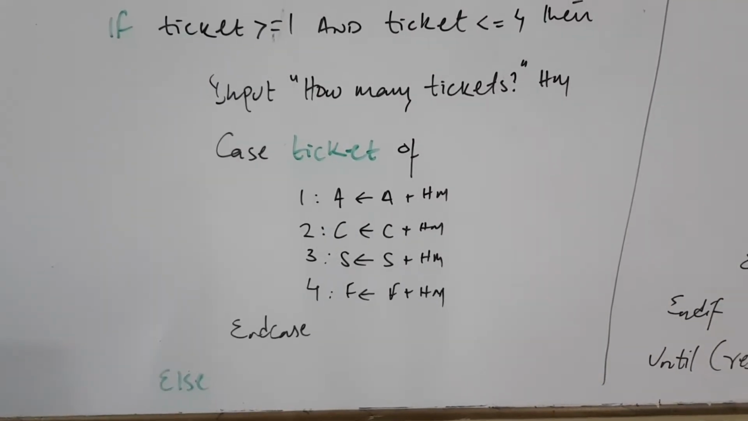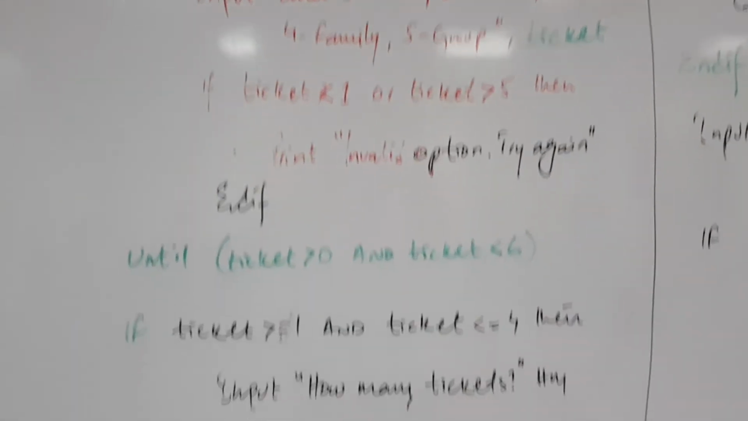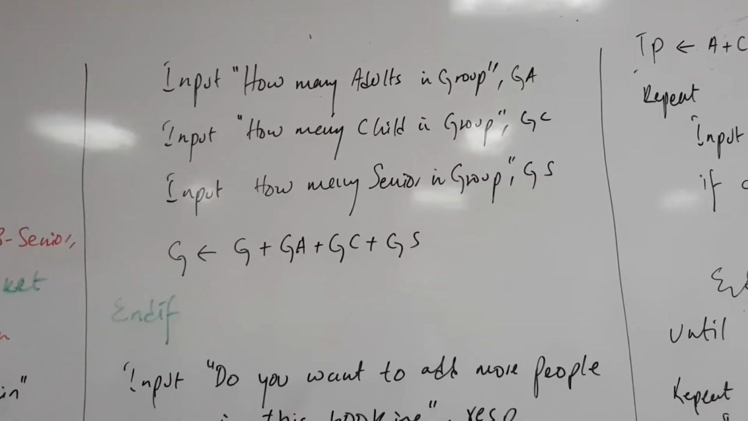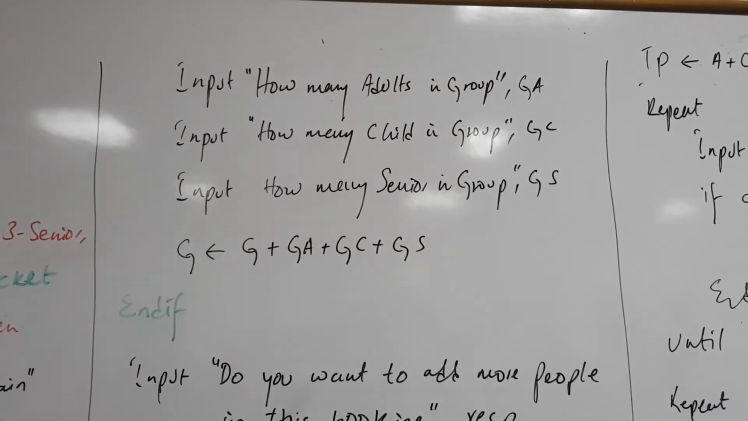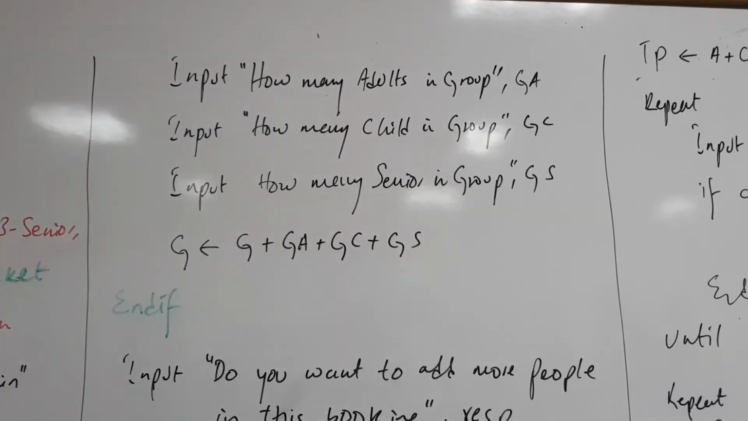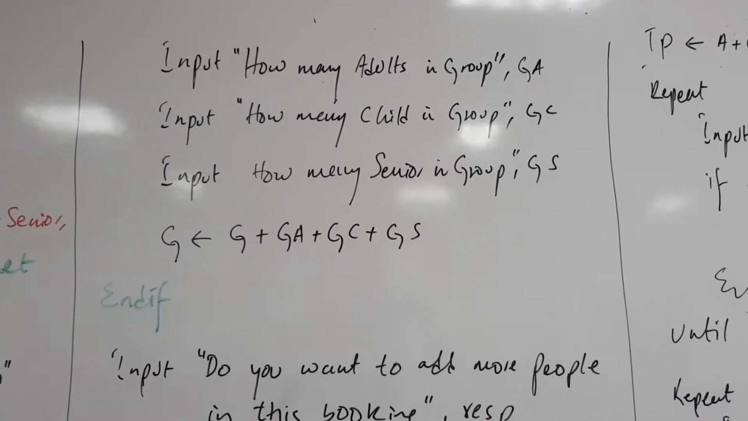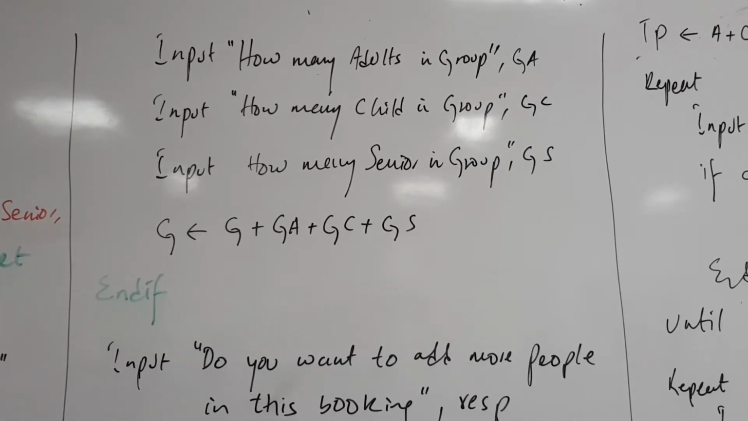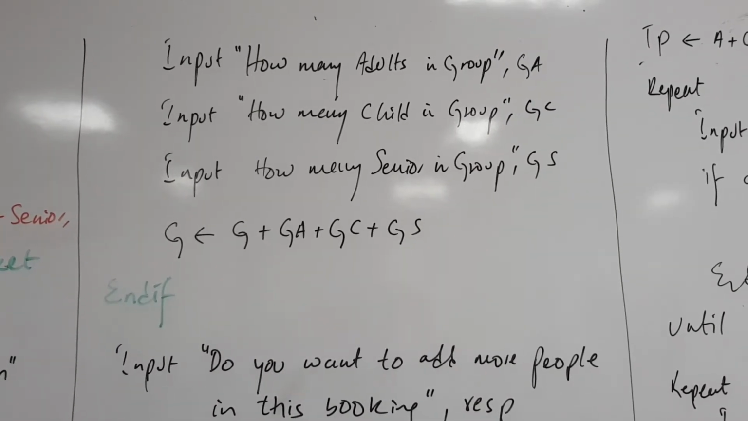Okay, so if the ticket selected in this part was for group, then the code is going to jump to the else part, and then we have these statements over here for the group part. We're going to ask the user to enter how many adults, child and senior are there in the group, and then we're going to add all those values up and store it in the variable called G. So G would have the total number of people going in the group.